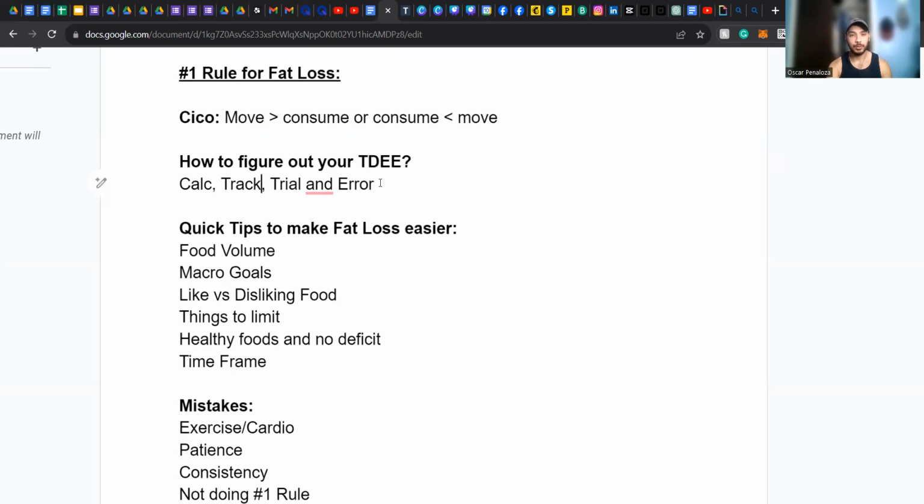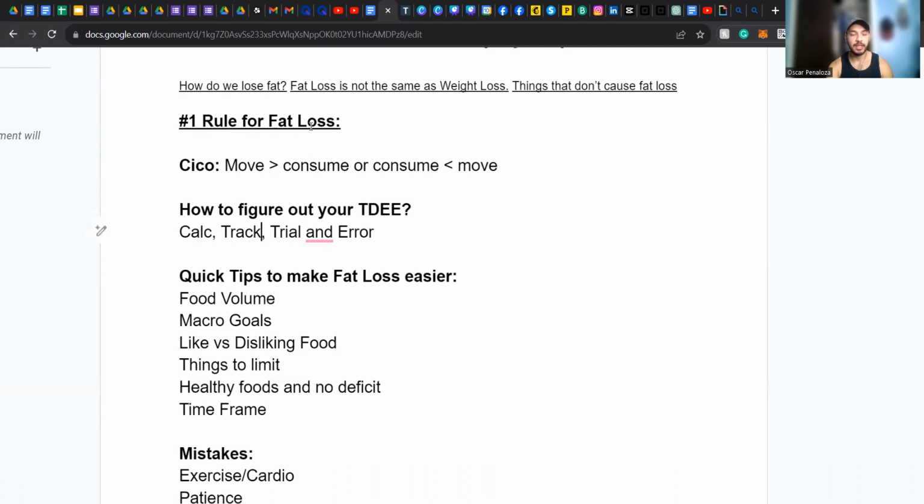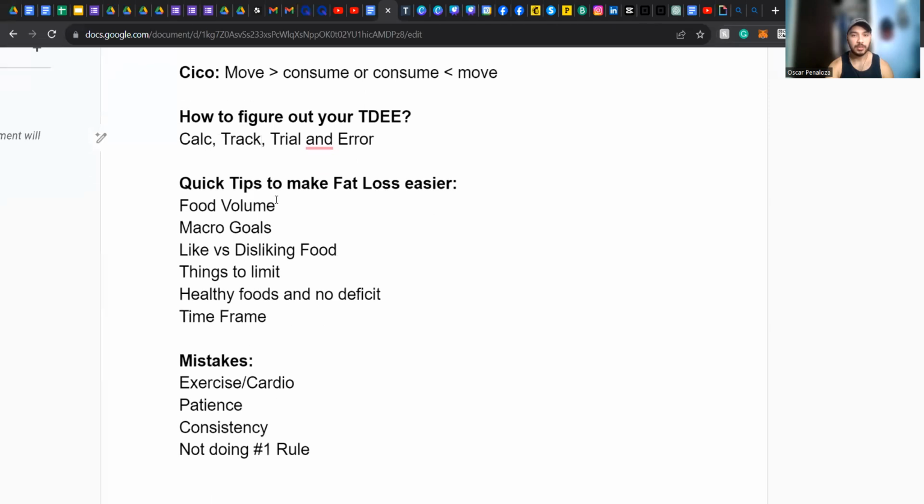So those are 3 ways to figure out your TDEE. Like I said before, in order to lose fat, you need to be in a calorie deficit. So for me, it's at 2,600 calories. I need to be in a calorie deficit to lose fat. So I'd have to eat under that, right? Depending on the speed at which you want to see results, you either go slower or you go faster, right? They both have their benefits. That's another topic for another day. So quick tips to make fat loss easier.